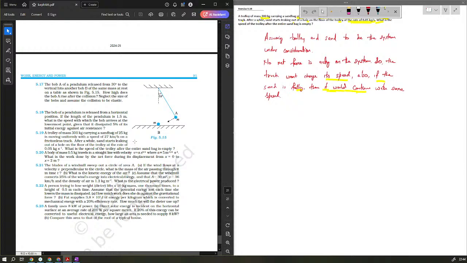So here again, the conservation of momentum is applied. Assuming the trolley and sand to be the system under consideration, no net force is acting on the system, so the trolley won't change its speed, and if the sand is falling, it would continue with the same speed. So there is no change in speed because there is no external force acting on the system, thus the momentum will be conserved.